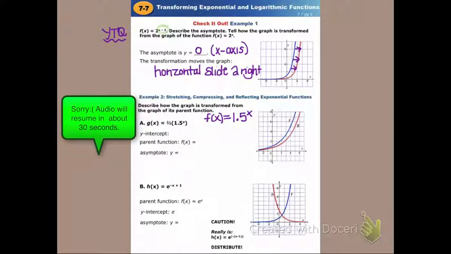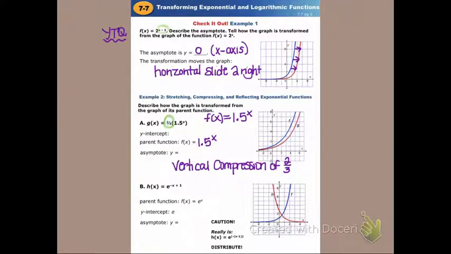The change that was made, the only difference between these two, is this 2/3 out in front. From the transformation rules, we know that if you multiply the whole function by some number between 0 and 1, that's going to cause a vertical compression of the graph. That's why you can see that graph getting closer to the x-axis.